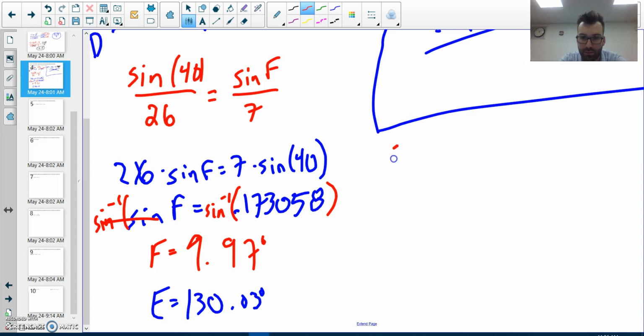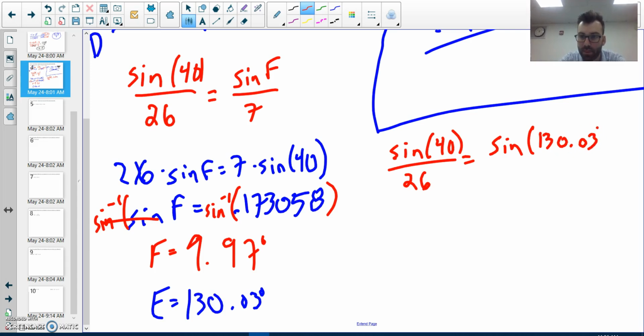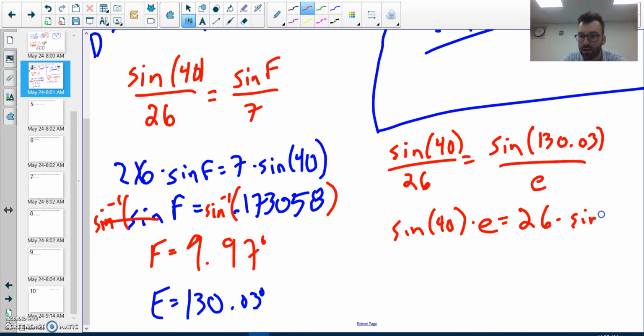Now, to solve a triangle, I need to know all the missing sides and all the missing angles. So I keep going. I'm going to use sine. I'm going to use angle D again because there aren't any decimals. Sine of 40 over 26 equals the sine of angle E, which I just found out was 130.03, over whatever E is going to be. Cross multiply. Sine of 40 times E equals 26 times the sine of 130.03.